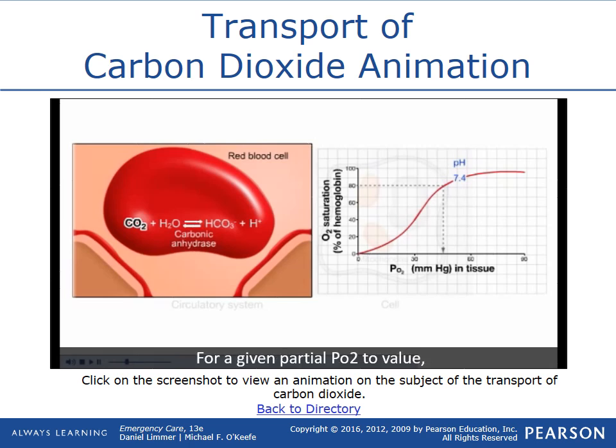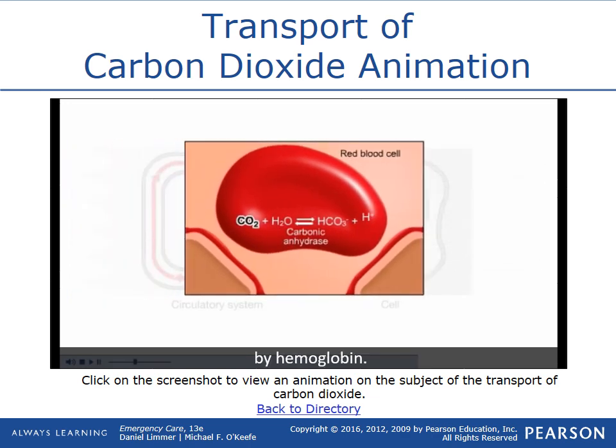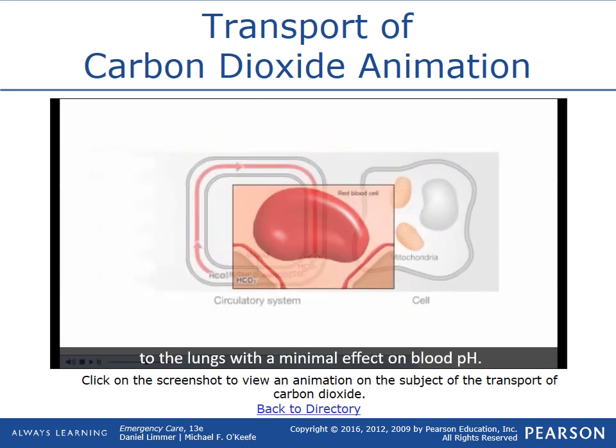For a given partial PO2 value, hemoglobin can bind less oxygen at lower blood pH and more oxygen at higher blood pH. This effect is known as the Bohr shift. The drop in blood pH leads to the unloading of oxygen by hemoglobin. The protons released by the dissociation of carbonic acid bind to deoxygenated hemoglobin. Hemoglobin thereby acts as a buffer, preventing large swings in blood pH. In the form of bicarbonate ions, carbon dioxide can thus be transported by the bloodstream from the tissues to the lungs with a minimal effect on blood pH.